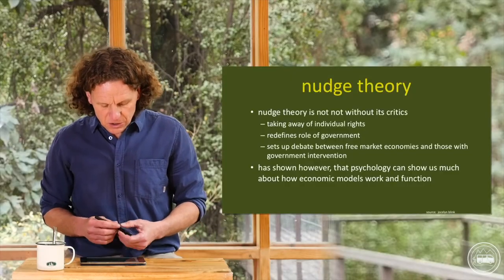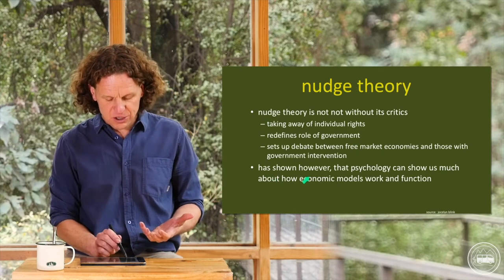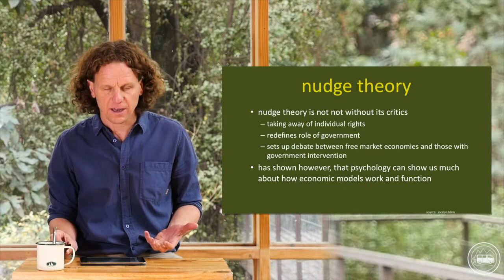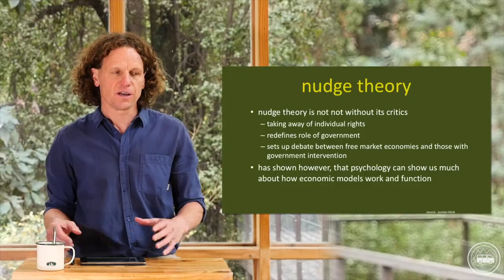Okay, so no matter what, this has shown that psychology can show us much about how economic models work and function. And that's the thing about nudge theory and behavioral economics overall, is that psychology plays into it a whole lot. Why? Because we're human beings, my friend. And human beings are complex machines. We don't just make decisions the same way all of the time. And behavioral economists have added that psychology component into the study of economics.